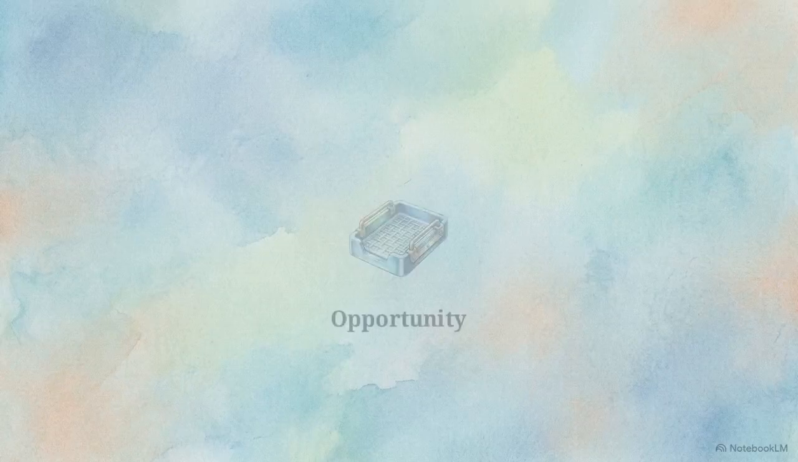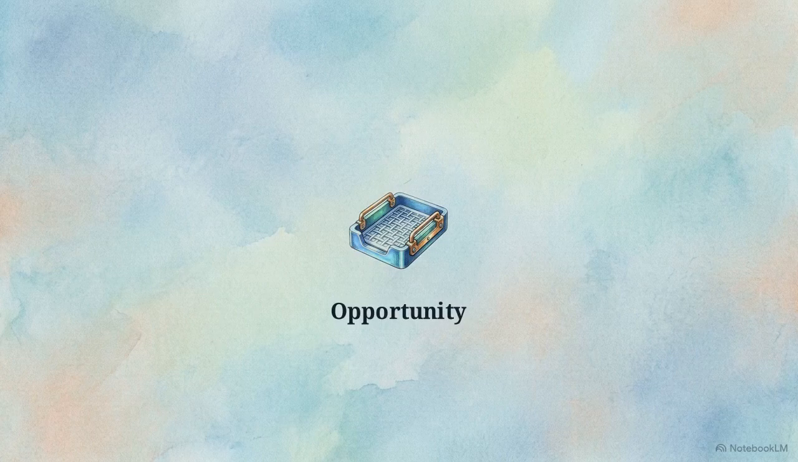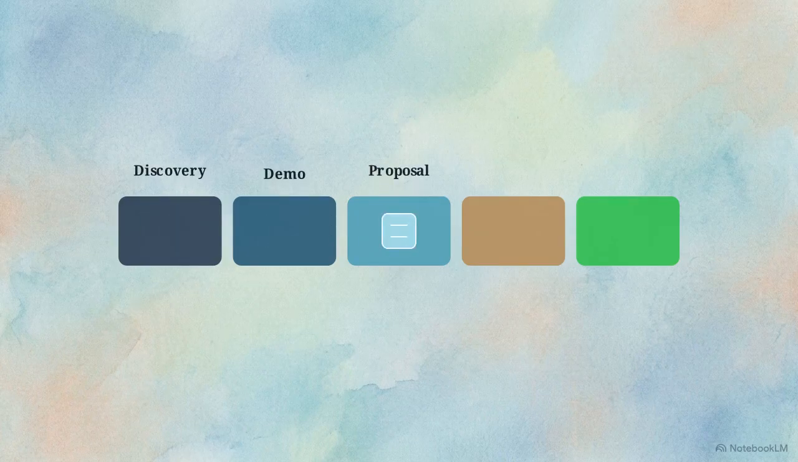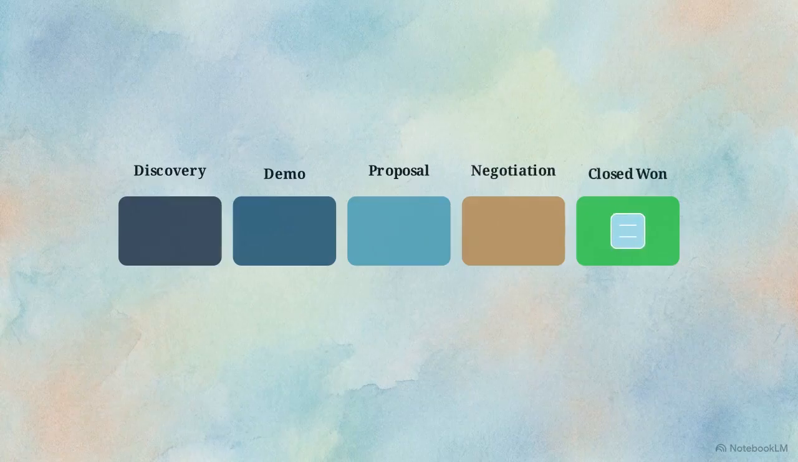We see the opportunity isolated here. This object drives sales pipeline management and forecasting. To track revenue accurately, we apply strict pipeline stage definitions. The deal moves logically from initial discovery to demo, proposal, negotiation, and finally, closed won.